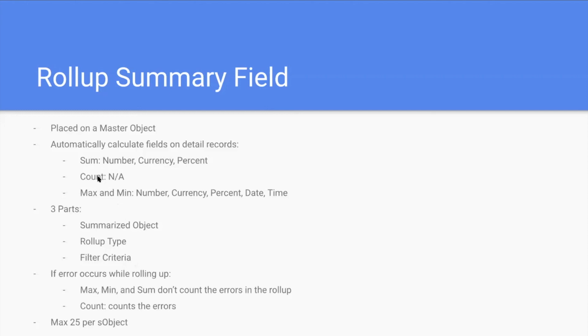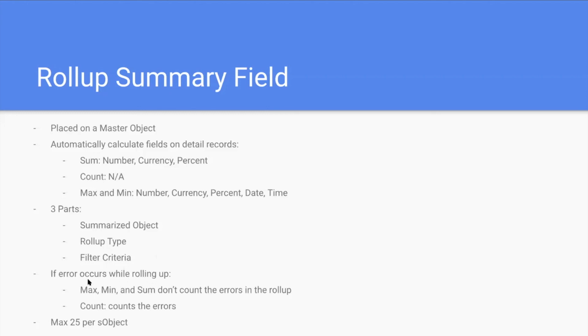So that means once I save that new field, every time I go to account and look for that rollup summary field that I created, it will automatically display the number of invoices that are looking up to that account.